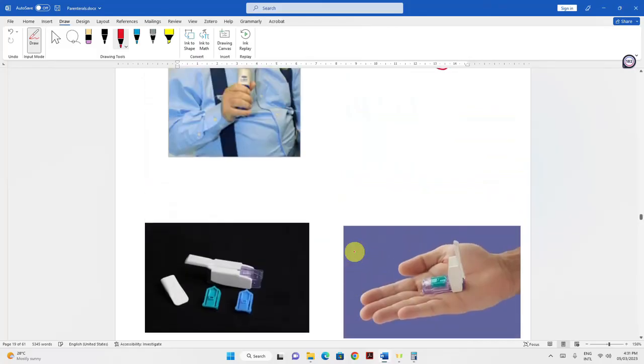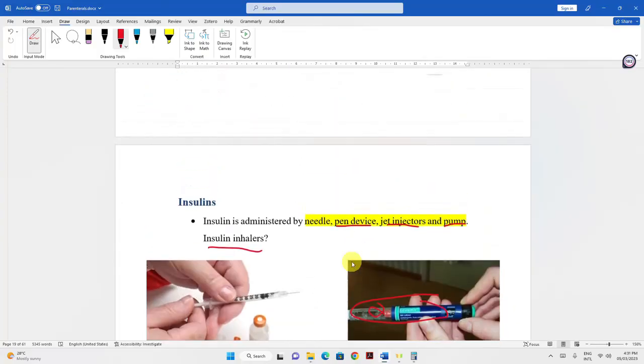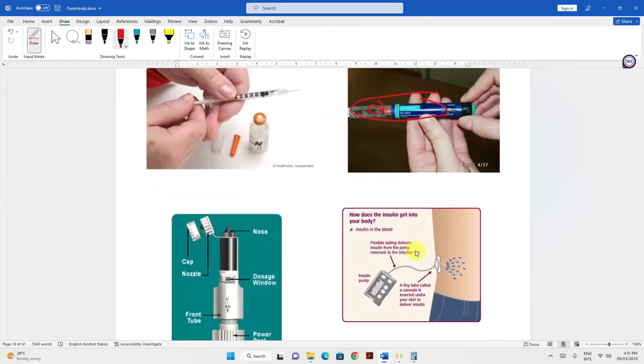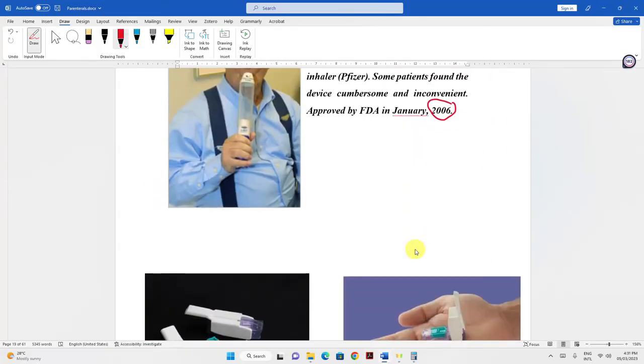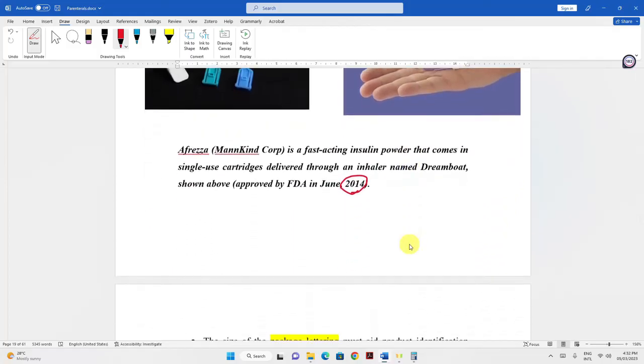And we have the inhalers, where the first one was approved in 2006 and the second one in 2014, but unfortunately they are not gaining popularity. The problem is they are not as efficient as the injections like the pen device. Okay, do you remember what is the gauge number for insulin needles? Do you remember? It's from 25 to 30.